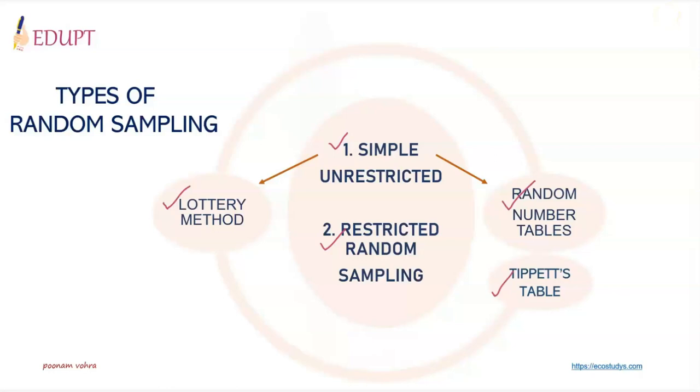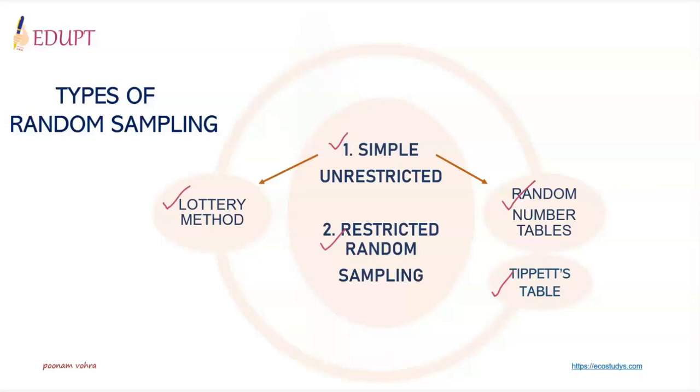Under the lottery method, it is very simple and known to everyone that certain paper slips are made for each item in the population. Then the slips are shuffled in a container and, without any bias, some slips are drawn out. The slips then become the sample of the universe. This is a very common method for allotment of plots, houses, or selection of students for pre-primary classes.